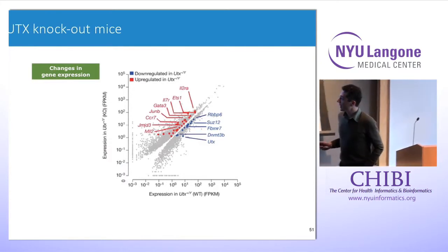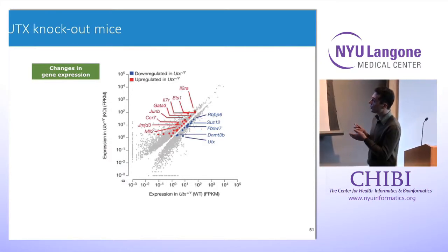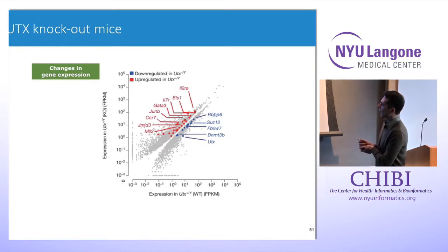And the next thing we did is, fine, so when you knock down UTX, you don't see any effect. So there's no point in going deeper. Can we do the opposite? Can we do something really dramatic, knock out UTX? So we did knockout mice, and we again tried to probe at the molecular level what's happening.